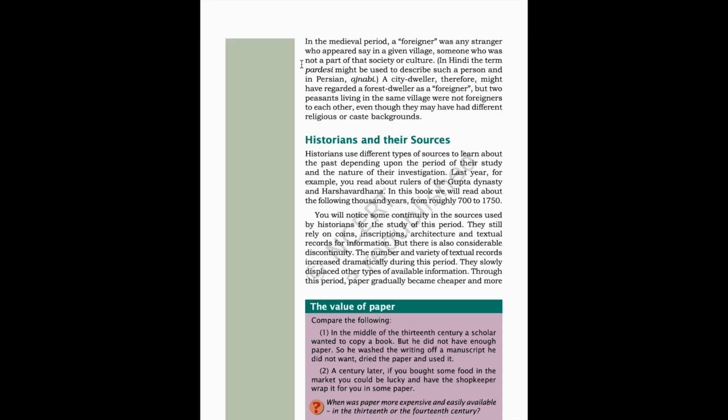Historians and their sources. Historians use different types of sources to learn about the past depending upon the period of their study and the nature of their investigation. Last year, for example, you read about rulers of the Gupta dynasty and Harshvardhan. In this book, we will read about the following 1,000 years from roughly 700 to 1750.